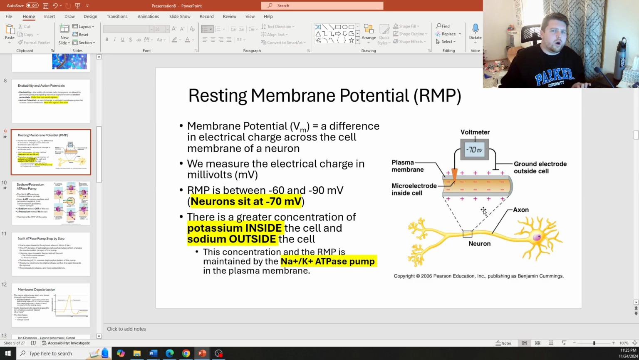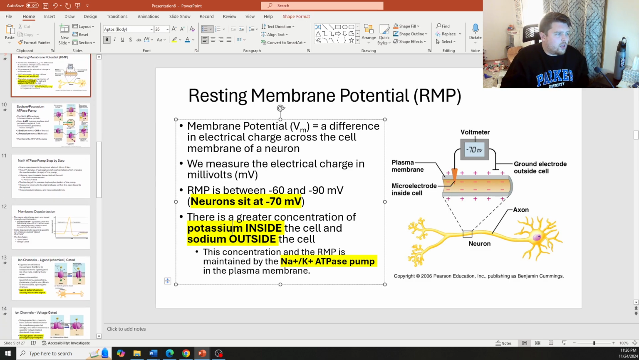In Physiology 1, you're going to look at all of this. You're going to look at neurons, smooth muscle, skeletal muscle, and cardiac muscle, and how all of their resting membrane potentials are slightly different.